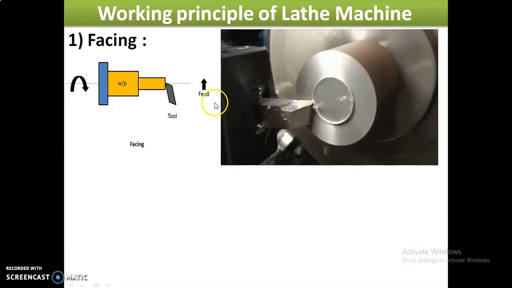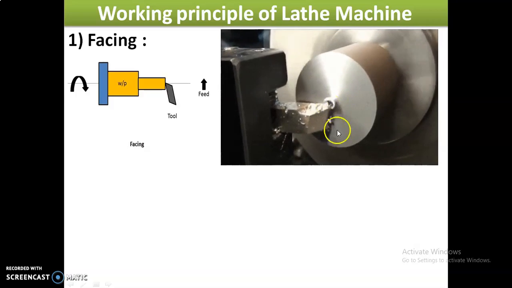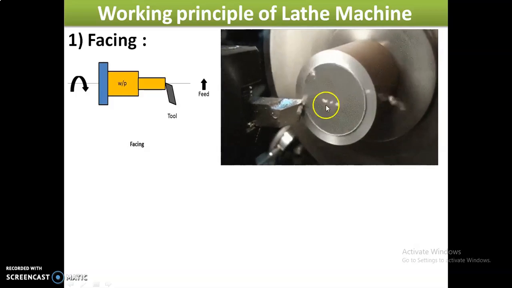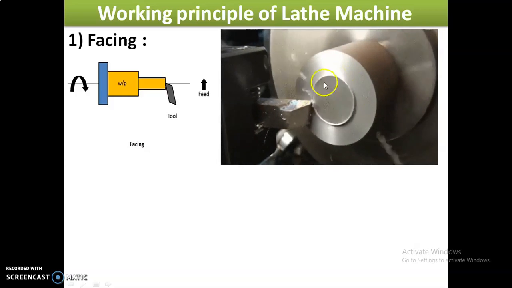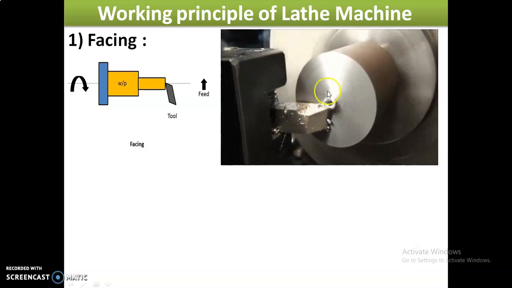So what is a facing operation? Facing is the first operation that we generally perform on the workpiece. It is a machining operation.